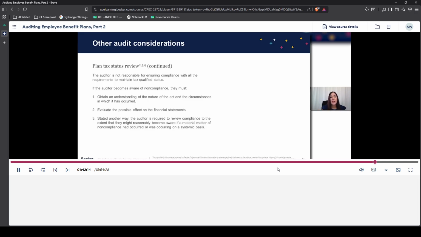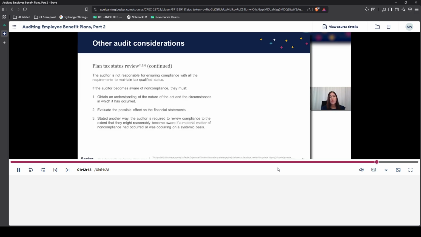So how do we review and determine whether or not they are in compliance? Well, first of all, it's not our responsibility as the auditor to ensure compliance with all of the requirements to maintain their tax qualification status. But if we do become aware of instances where they may be out of compliance, then we would have to take the appropriate steps.